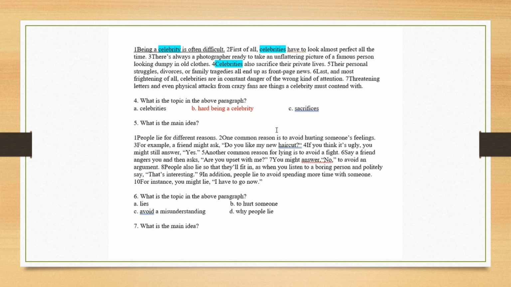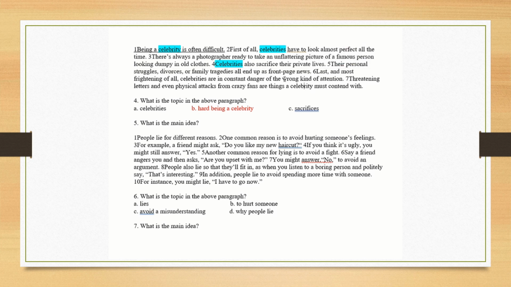Now, let's just look at sentence 5. Let's just say that sentence 5 was the main idea: the personal struggles, divorces, and family tragedies all end up on front page news. If that was the main idea sentence, the entire paragraph would talk about the personal struggles, the divorces, and the family tragedies of celebrities that end up on front page news. That is just a small portion of the paragraph.